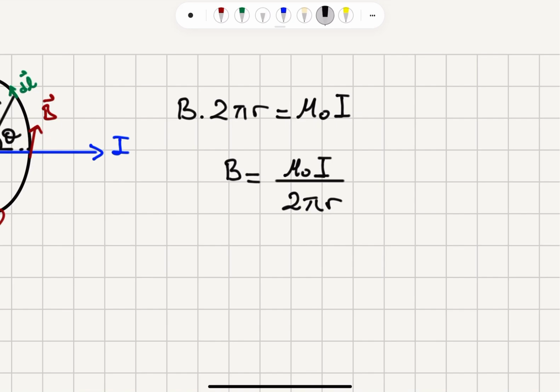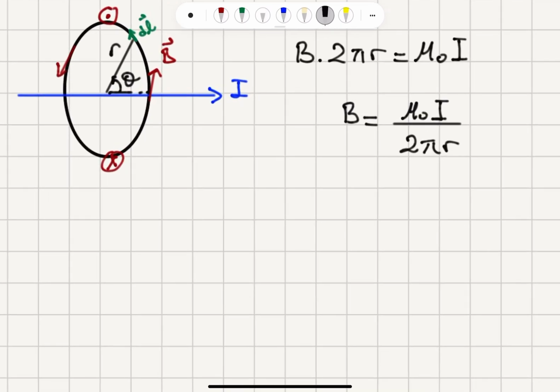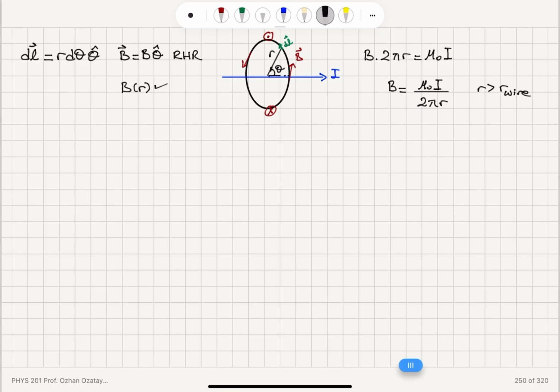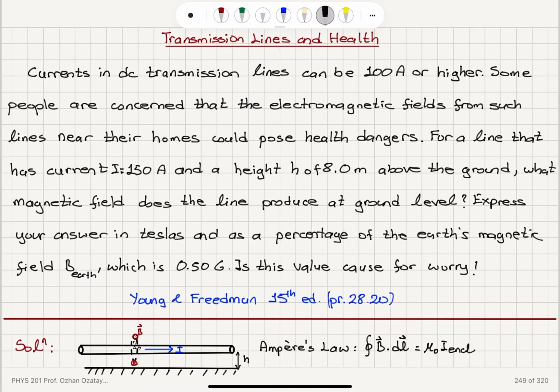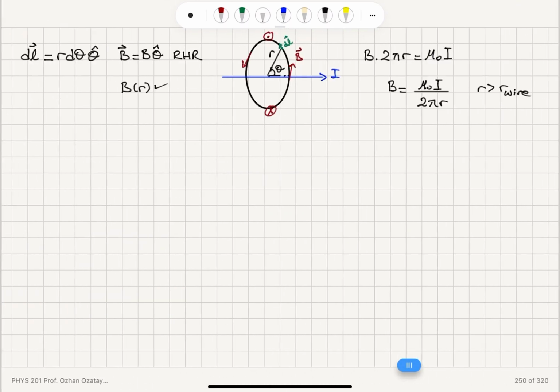and this is for r outside the wire, of course. So we are outside the wire, so r is greater than r wire. So in this case, what is our radial distance from the transmission line? It is h. So we're concerned about being a distance h from the center of the transmission line.